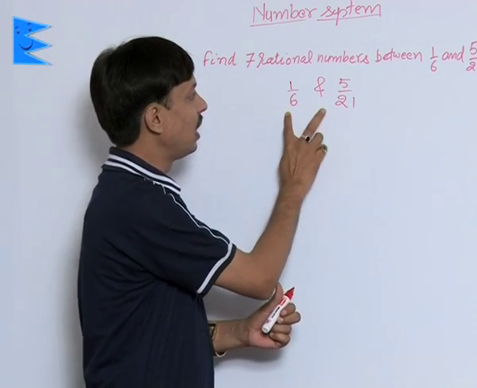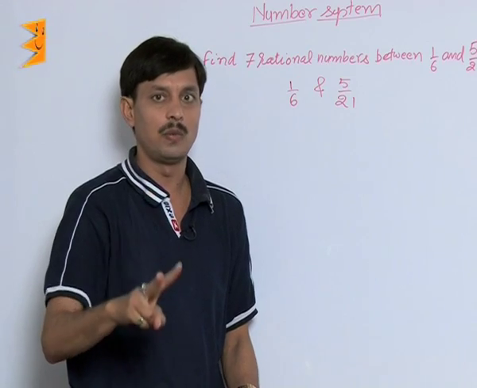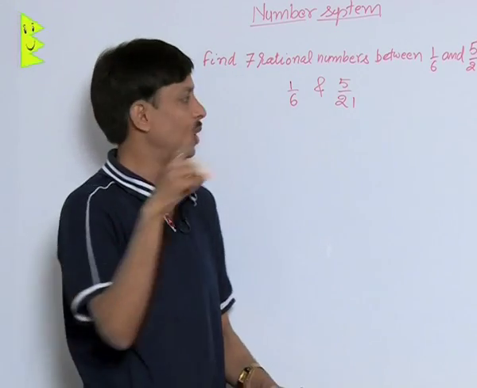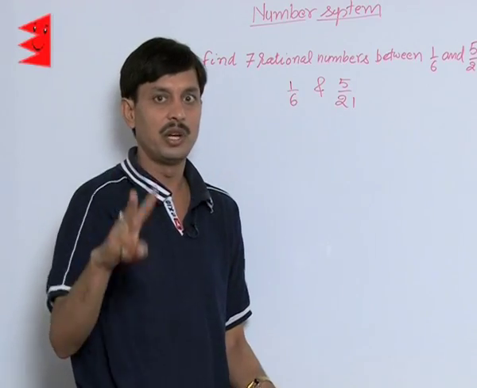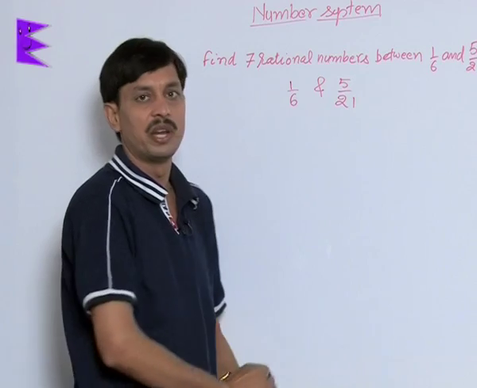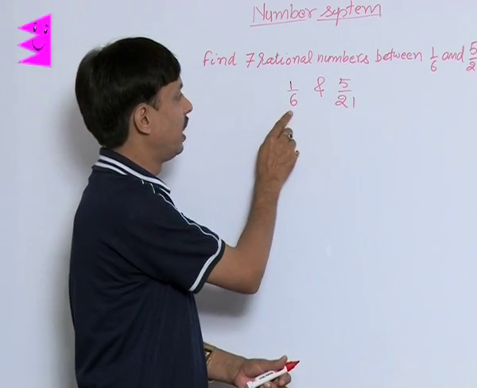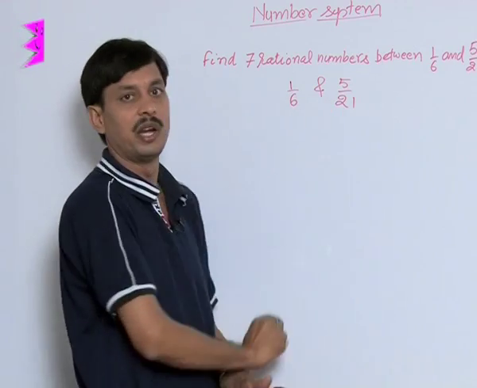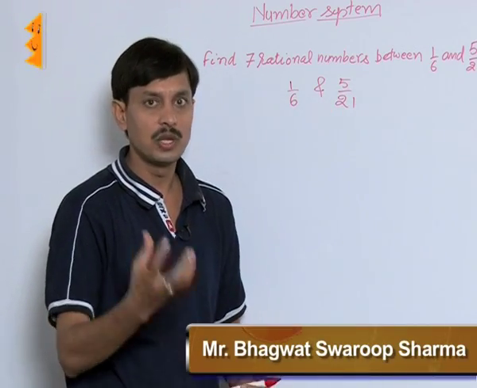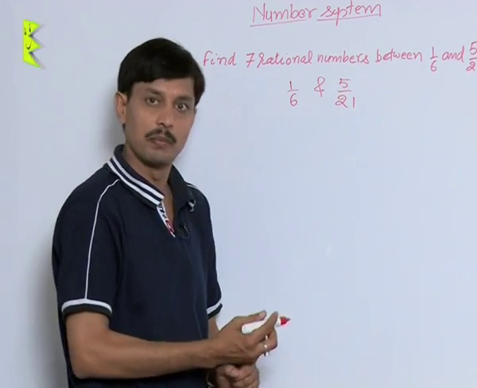Before inserting, we have to make their denominators the same. As and when we want to insert some rational numbers between two rational numbers, their denominators must be the same. Here the denominator is 6, here the denominator is 21. What is such a number by which we multiply these denominators so that they become equal? So first of all, we will see what that number is.